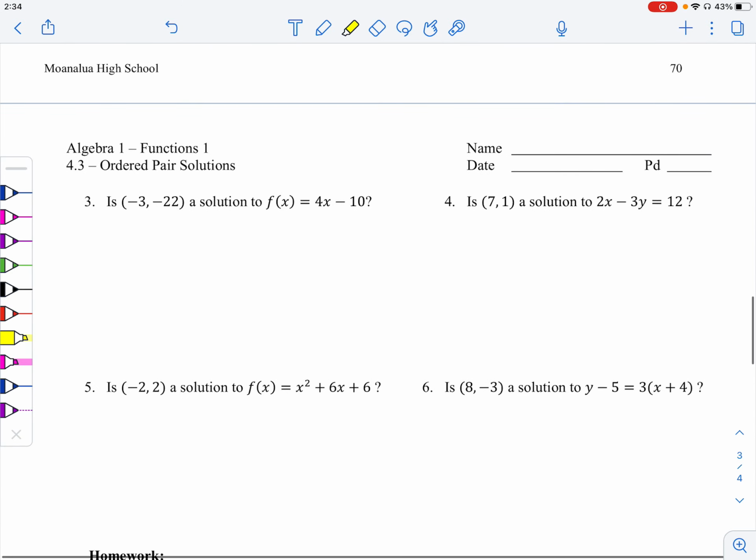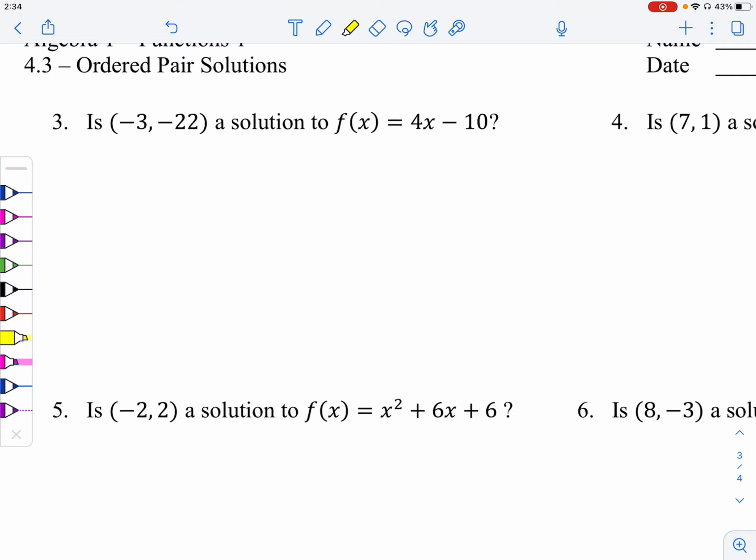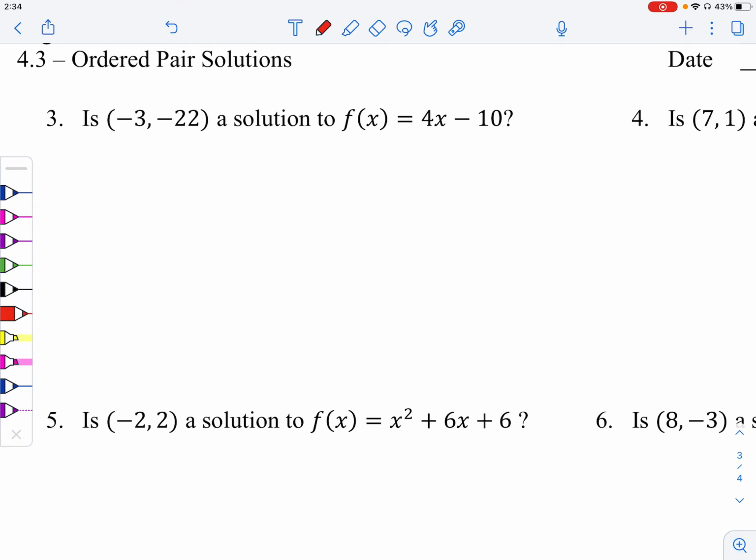Yes, let's go to our examples. So is (-3, -22) a solution to this function? Is it going to cost the same? Is it correct? Okay, so remember this is our x and our y value. So first thing, we're going to replace our y, or f of x, with y.